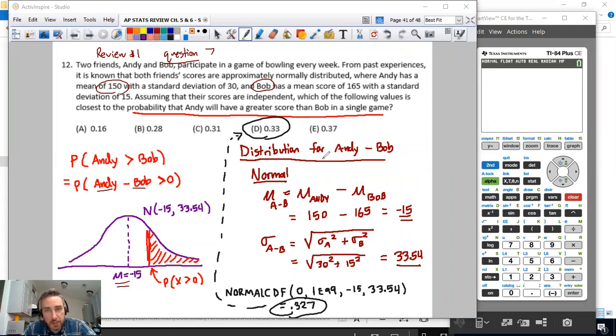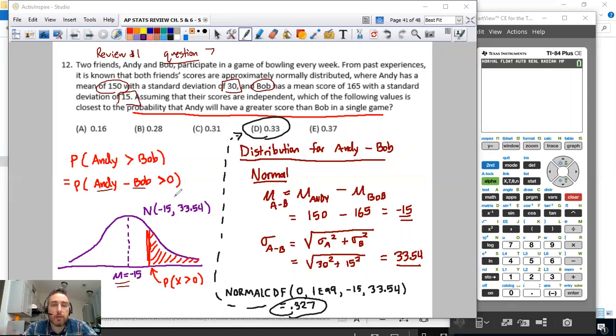With their standard deviations, again, just like when you're combining two standard deviations, we want to square their standard deviations, add them together, then take the square root, like the Pythagorean theorem. So they have 30, 15, and their combined standard deviation will actually be bigger because when you add them together, you get a larger value. So that standard deviation is 33.54. So now we can answer the question.